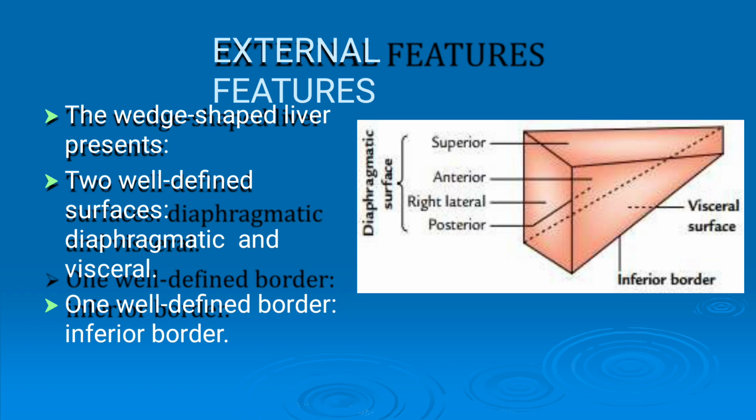Now we can see the two surfaces and one border. This is called the diaphragmatic surface, and under it we can see the visceral surface. And this is the one inferior border. This line is called the inferior border. This is the visceral surface, because it is posterior. This anterior view is called the diaphragmatic surface.